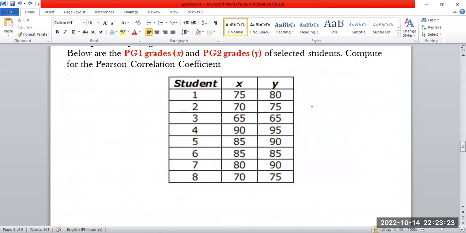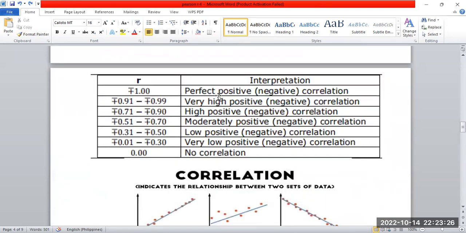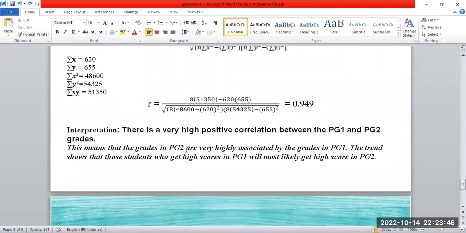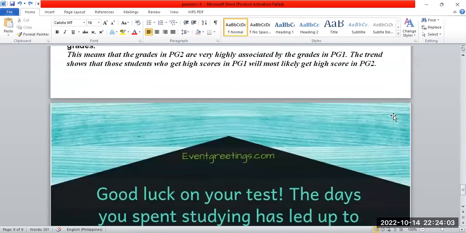Balik tayo dun sa table. Ito, interpretation. 0.949, it falls under in the interval 0.91 to 0.99, and that is a positive. So the interpretation is very high positive correlation. So since it's very high positive correlation, it means na the grades in PG2 are very highly associated with the grades in PG1. So it shows that those students who got high scores during the PG1 will most likely makakakuha din sila ng high score for the PG2.